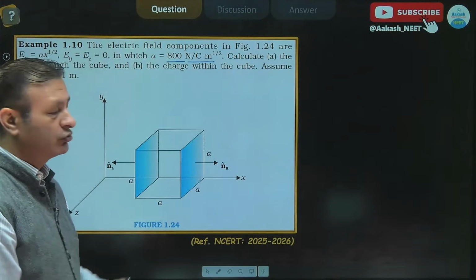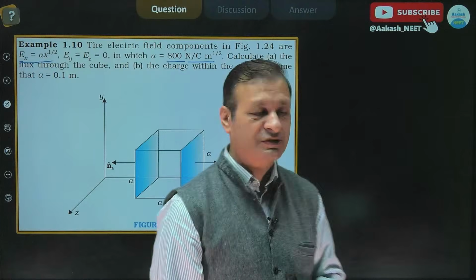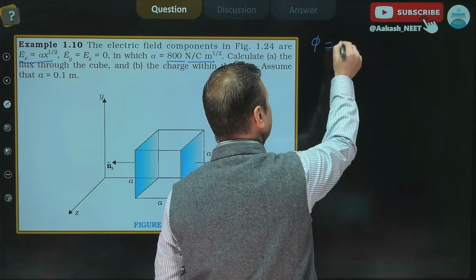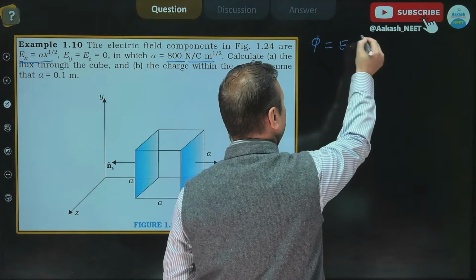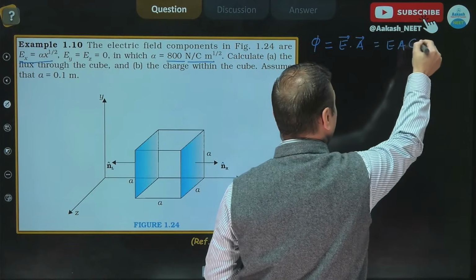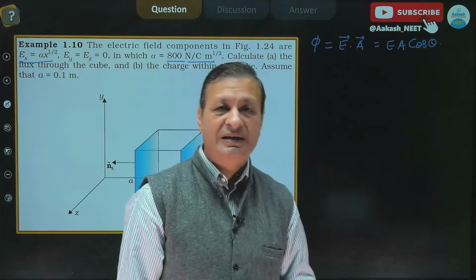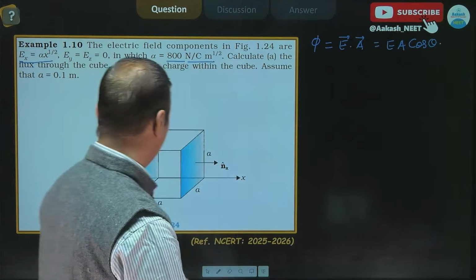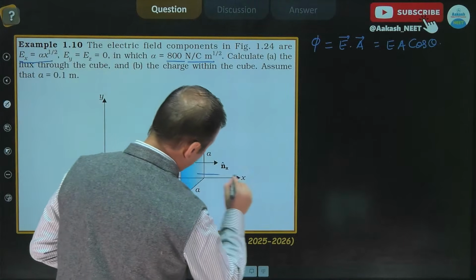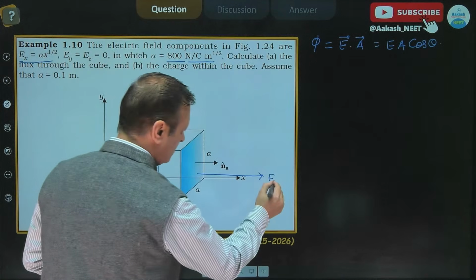Fine. So this question has two parts. One is the flux part. So let me brief. Flux is given by E dot A, and this is EA cos theta, where E is the electric field vector, which is given to you along the x-axis. So can you see the electric field along the x-axis?